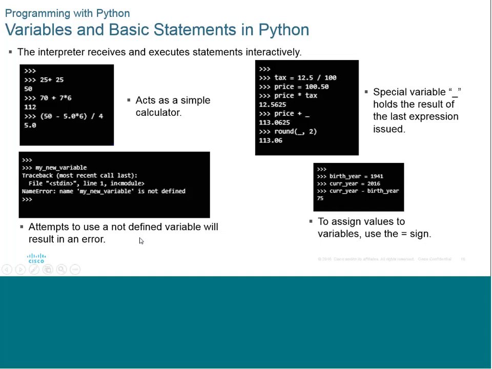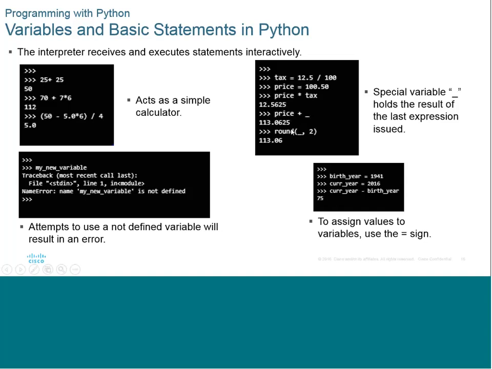You can see here the special variable we have used. Underscore holds the result of the last expression issued. You can see here we have a statement tax is equal to 12.5 divided by 100, then price is equal to 100.50. So price into tax gives us 12.5625. Then price plus underscore gives us this result. Round underscore. The special variable underscore holds the result of the last expression issued.